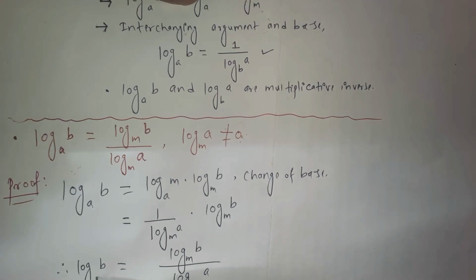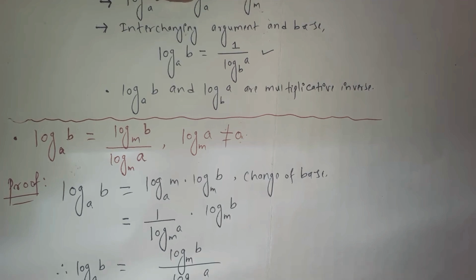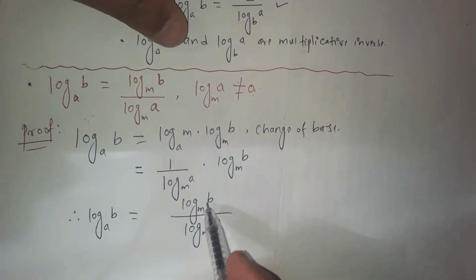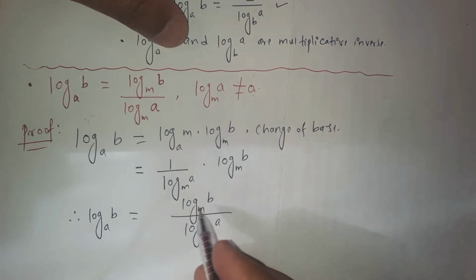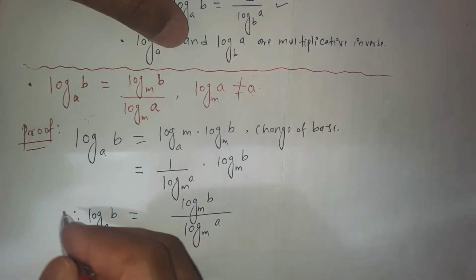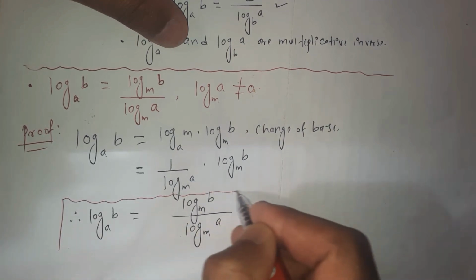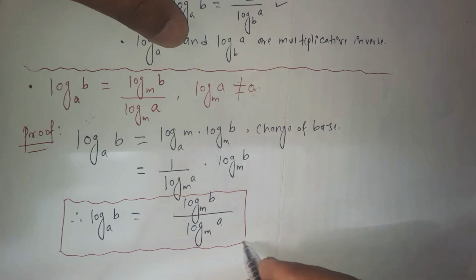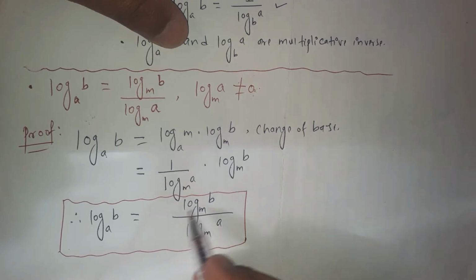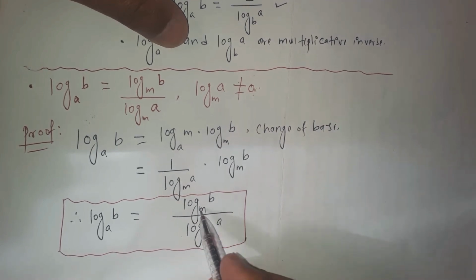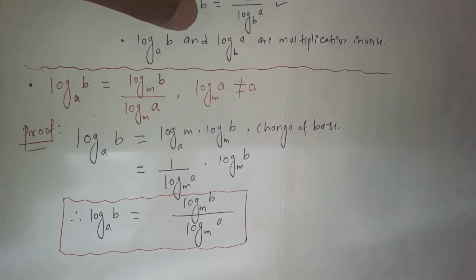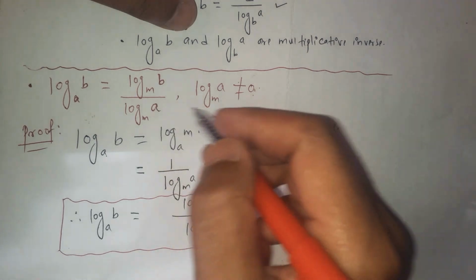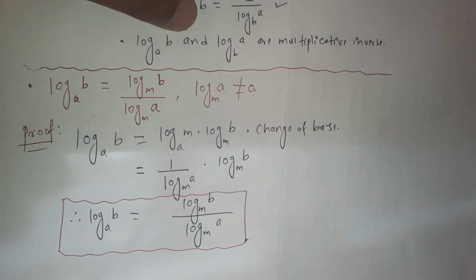Therefore here we have proved it. The log of b with base a can be written as log of b with base m over log of a with base m. Here we have taken the log with base m as a new number. We can take the logarithm of any base. Here we just take the logarithm of the base m, and the denominator should not be equal to 0. This is the proof of this property. This is a very important property.